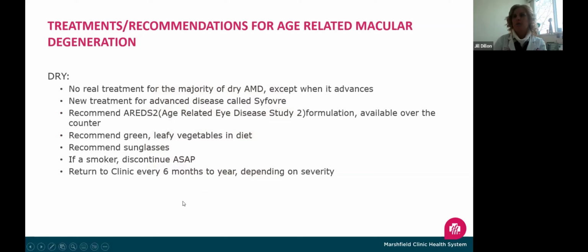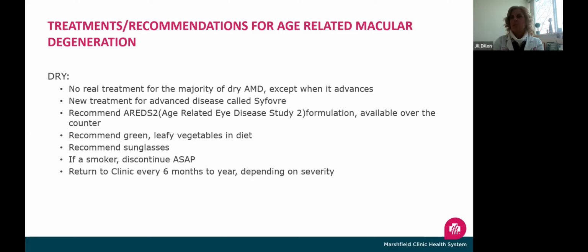So what do we do about it? Well, the dry kind, you may hear people say, well, gosh, there's no treatment. My doctor told me that I don't have any way to treat this. There's no treatment for it. Well, that is true, but you may have seen some of the ads out there, some of the television ads talking about a new treatment and saying, if you have dry kind of macular degeneration, ask your doctor about this. It's called Syfovre. Well, that is actually for much more advanced types of the dry kind of macular degeneration. For the mild or the moderate types, we still don't have any treatment, but we definitely have some recommendations.